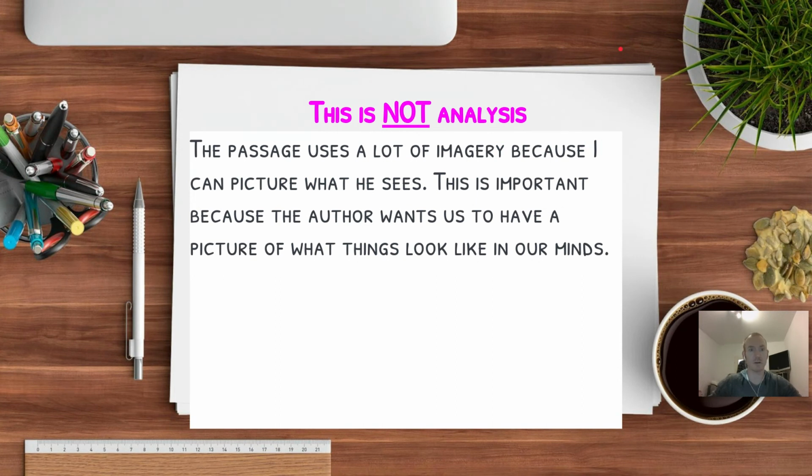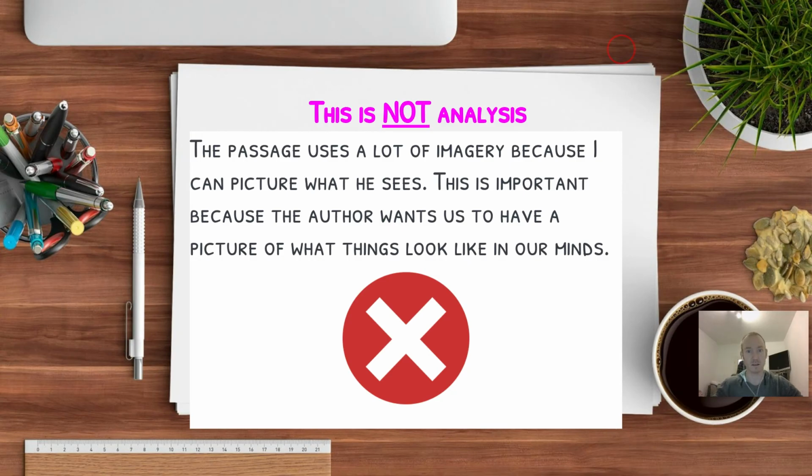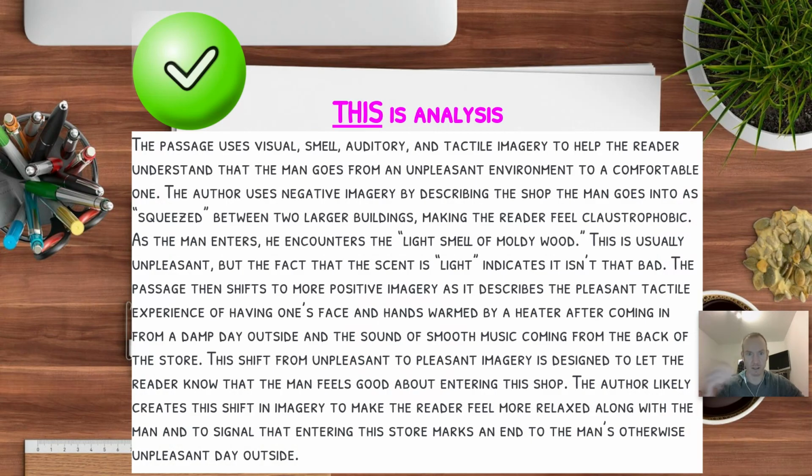If you just write or say, the passage uses a lot of imagery because I can picture what he sees, like the character, this is important because the author wants us to have a picture of what things look like in our minds. I can't stop rolling my eyes. That's garbage. That's not analysis. That's obvious.